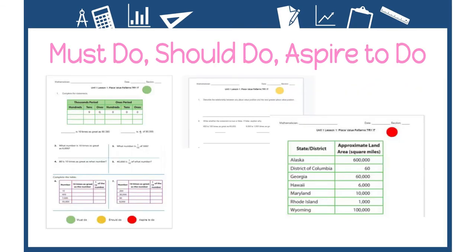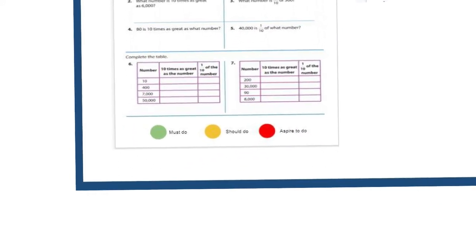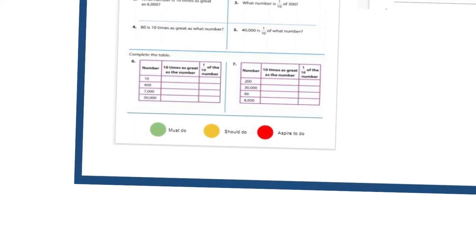This slide will help you understand the difference between must do, should do, and aspire to do problems. The first page of the try it section will explain the meaning of the dots. Must do problems are the problems that you have to complete. You don't have a choice, you do have to complete the whole page. Should do are the problems that will help you do better on the mastery check and eventually much better during your unit test. Aspire to do problems are the problems that show you how to use the new material you learned in real life situations.